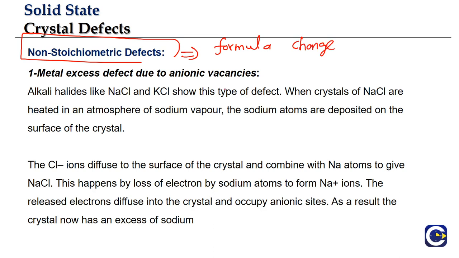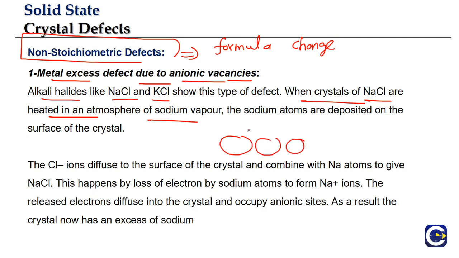And the non-stoichiometric defects, we have two types. One is metal excess, the other is what? Metal deficiency. So metal excess can happen because of anionic vacancies. So what is this metal excess defect because of anionic vacancies? If we have the alkali halides, this one is generally shown by what? Alkali halides like sodium chloride or potassium chloride. Then if we are heating crystals of sodium chloride in an atmosphere of sodium vapor. So we have crystals of sodium chloride, we are heating it in an atmosphere of what? Sodium vapor, we are heating it.